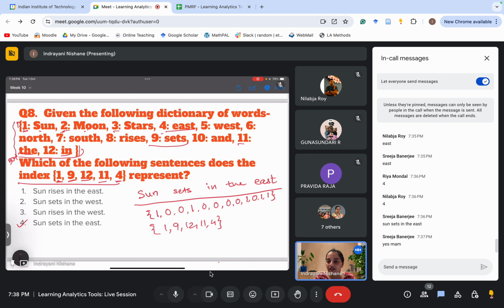1, 9, 12, 11, 4. So this is the sequence in which words from this bag of words are supposed to occur in the sentence. So the first word is sun, the ninth word is sets, and so on. So we formed this particular sentence.